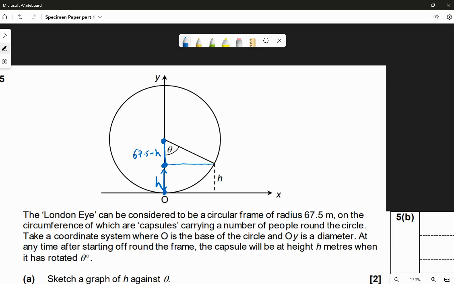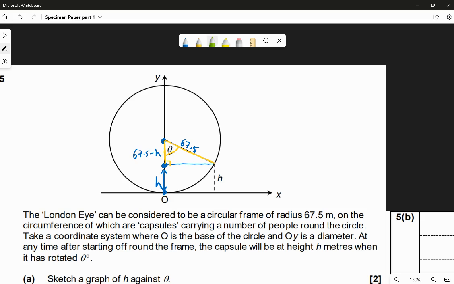Okay, I know also that this hypotenuse is 67.5. So have a think. How could you link theta, this side of a right angle triangle, and then this side of the right angle triangle? What ratio would you use to link those three things? So think about labeling with opposite or adjacent or hypotenuse, and think about which ratio then would you use.